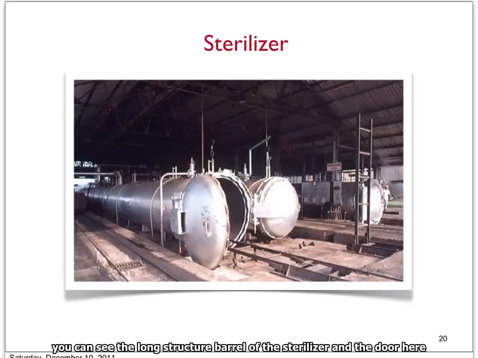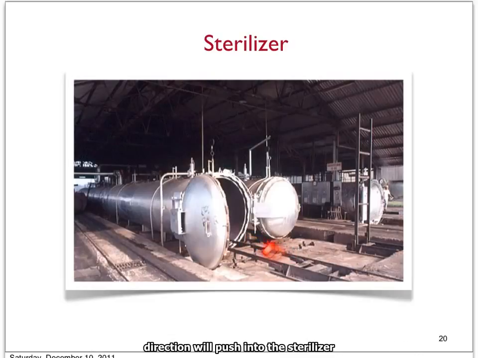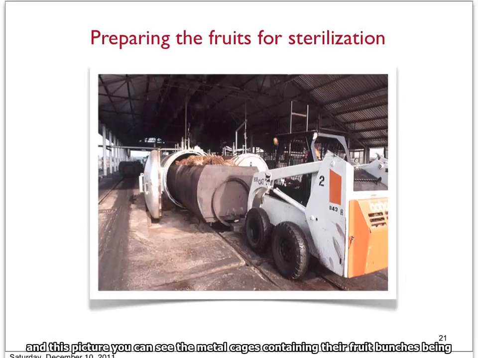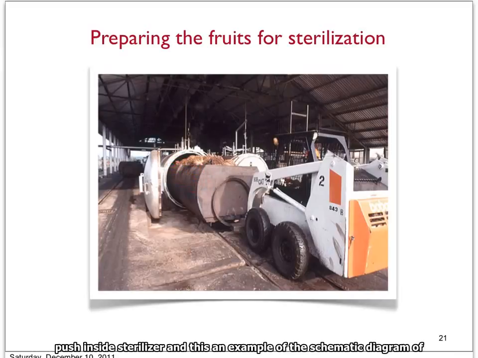You can see the long barrel of the sterilizer, and the door here, and this is the rail where the metal cage will come in from this direction and will be pushed through into the sterilizer. So typically in the factory you can have a few sterilizers for the sterilization process. And in this picture you can see the metal cage containing the fruit bunch being pushed inside the sterilizer.